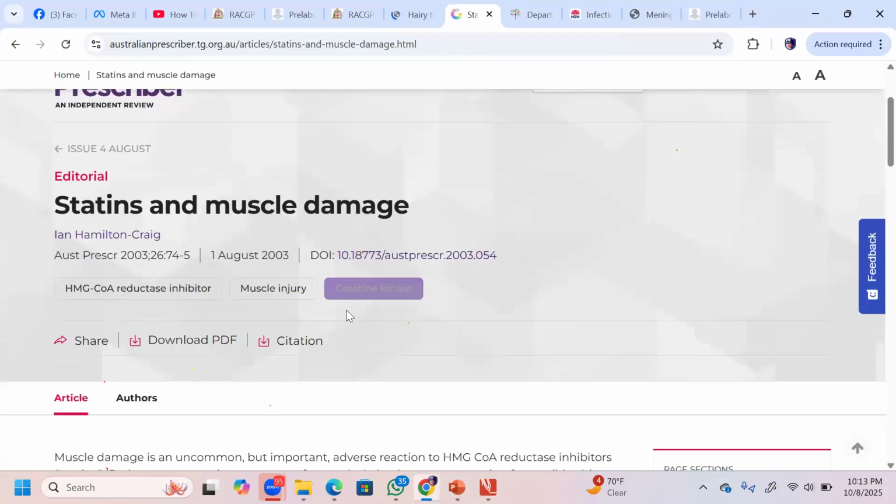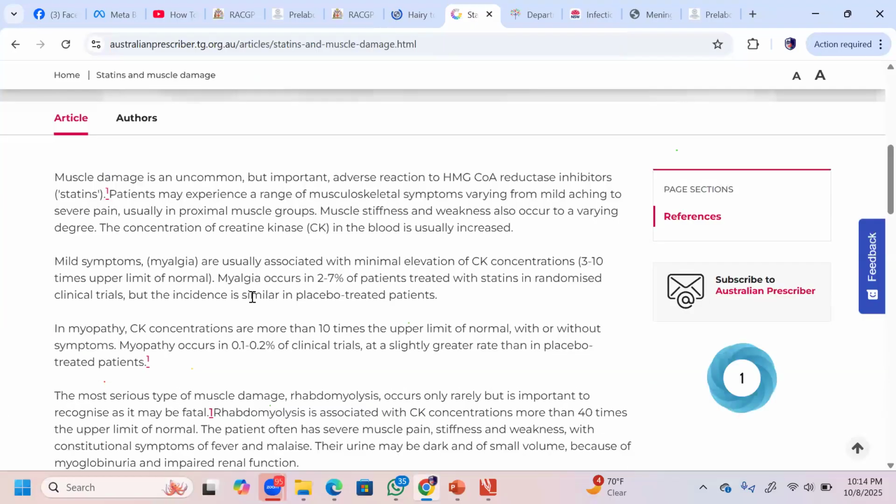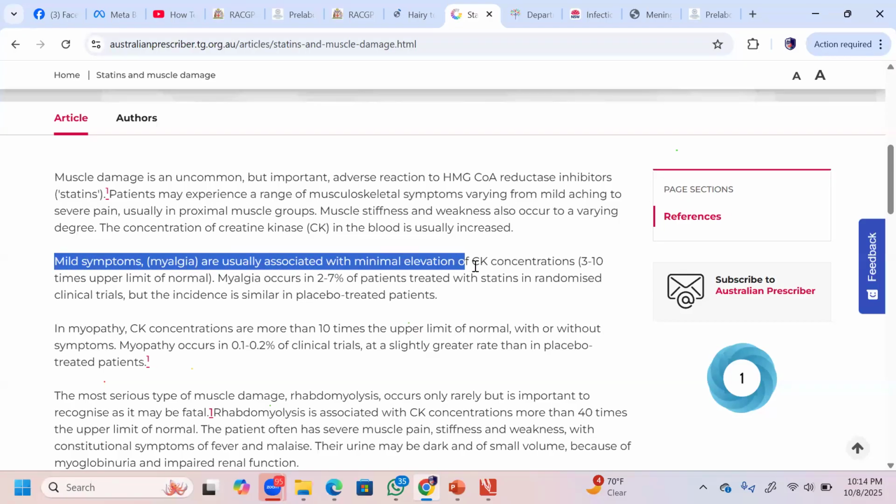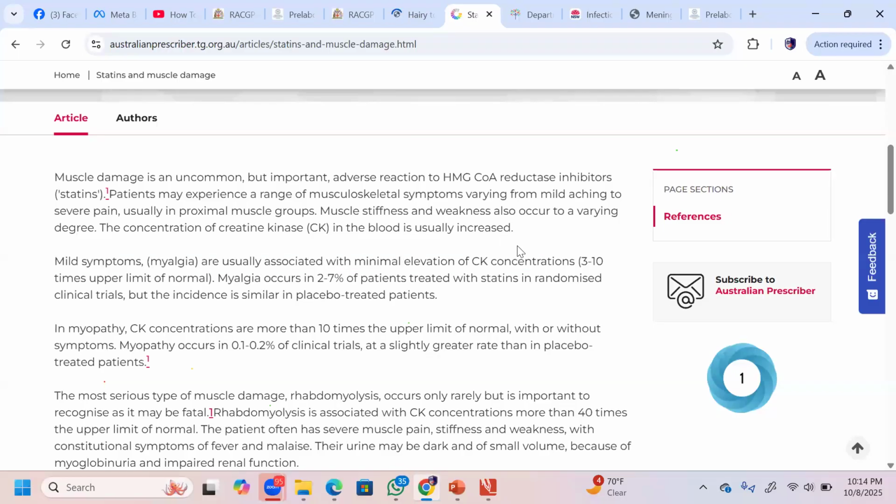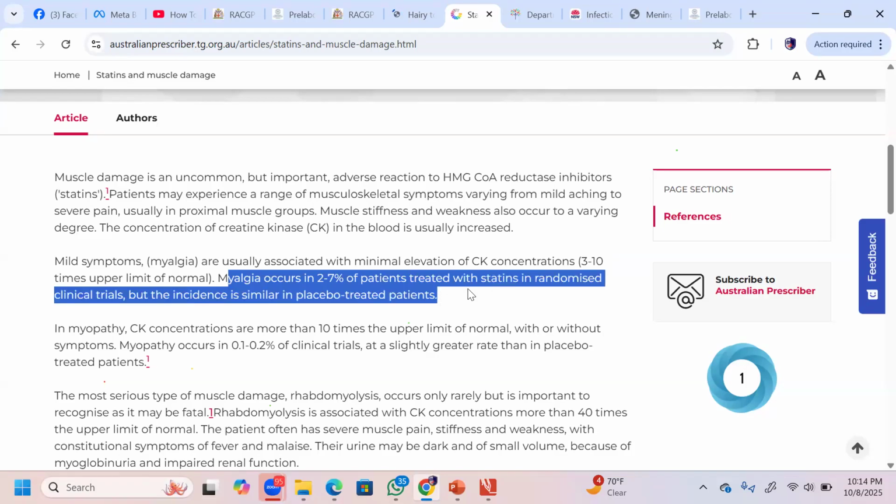Okay. So doctor, this topic is also important for exam. So in mild, mild symptom myalgia is usually associated with minimal elevation of CK concentration. So if the CK concentration is between 3 to 10 times the upper limit of normal, you will classify it as mild myopathy. Myalgias occur in 2 to 7% of patients treated with statin in randomized clinical trials.